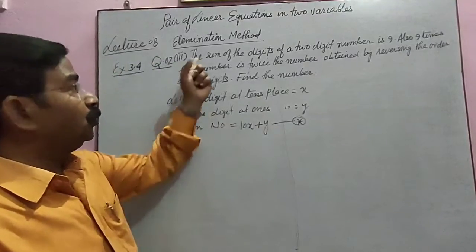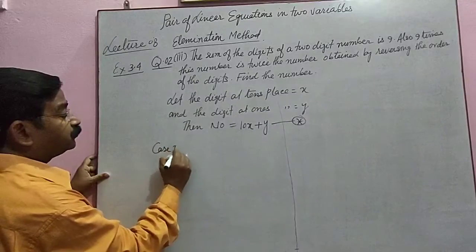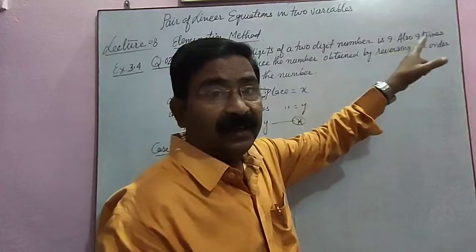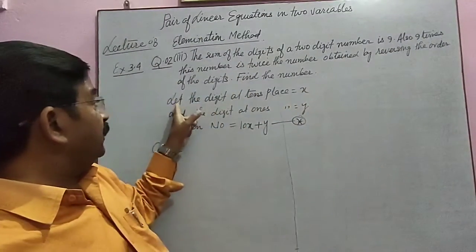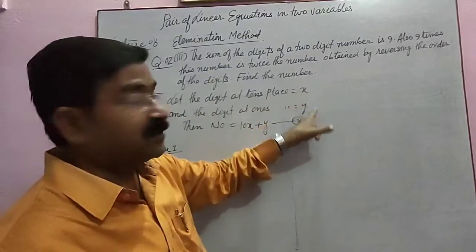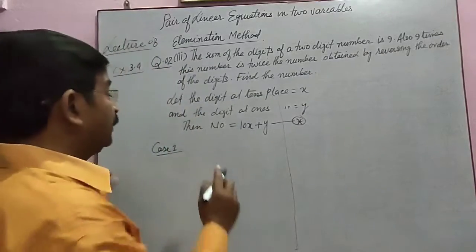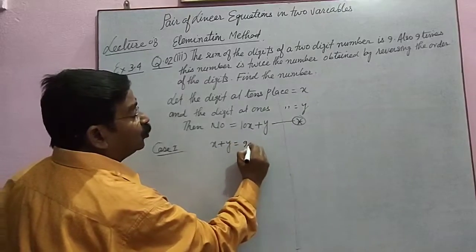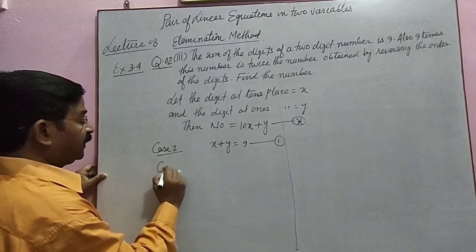Now we come to the conditions. In the first case, the given sum of digits is 9. The digits are x and y, the digit at ones place and the digit at tens place. According to the question, their sum is 9. So x plus y is equal to 9. Equation number 1.